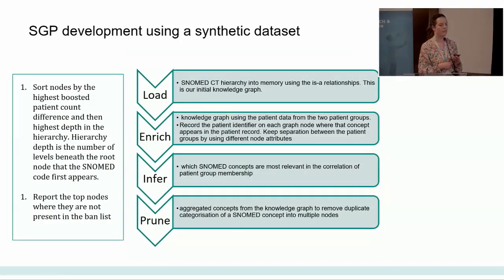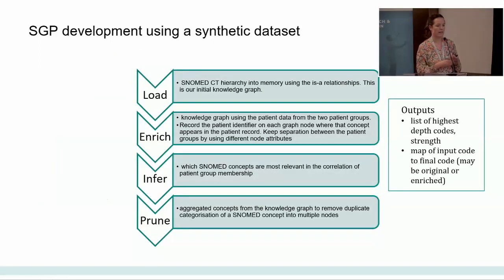So we just report the top nodes, so the top boosted patient count difference nodes, and there's a list of banned nodes which can't be taken out, and these are the more administrative terms that don't have any clinical meaning that we don't want to put into any models, so they're quite high level things, so they won't be taken forwards. And so the output of the SGP tool is a list of the codes that have the highest weighted difference and a map of how to map from the input code, so our input data set, to this new data set that was created, which may be the original or it might be an enhanced code.